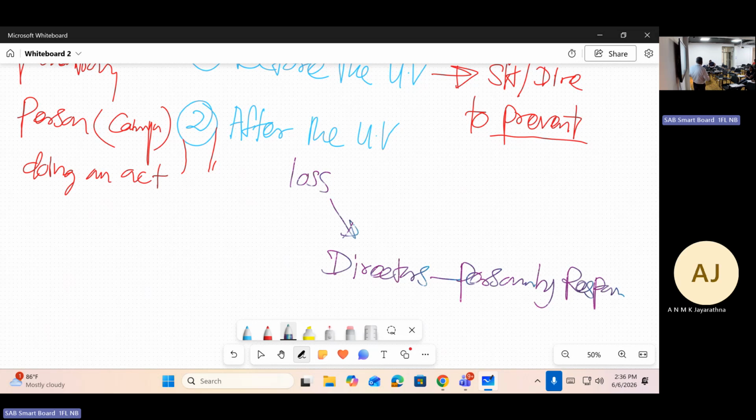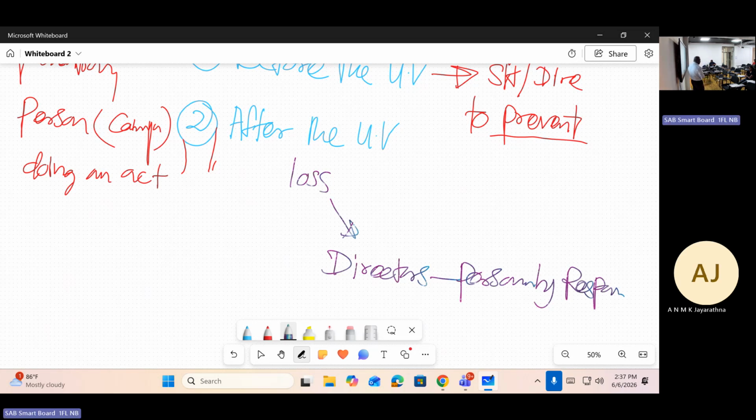But here, after engaging into an ultra vires transaction, if the company suffers a loss, directors are responsible to pay damages to the company. Therefore, it does not affect shareholders and creditors. They are already protected because the responsibility goes to directors. The person responsible pays damages to the company. Understood? So that is after engaging into the ultra vires transaction, if the company suffers any loss, directors are responsible.